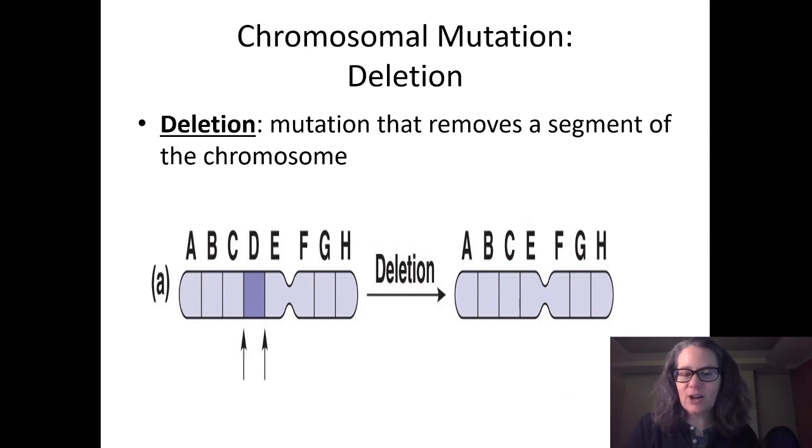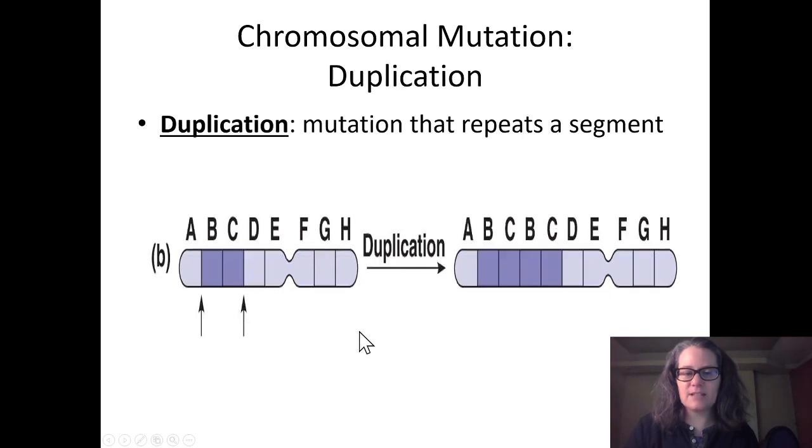So deletions are where we're going to remove a section of a chromosome. Here are some sections labeled with letters, and D disappears, right? So that's a deletion. Duplication is where you have a section that accidentally gets copied incorrectly so that there's more than one of these sections on a chromosome. So you see BC that's copied, BC, etc.